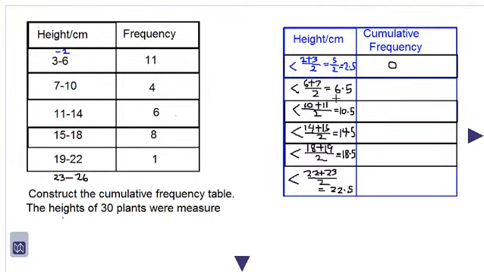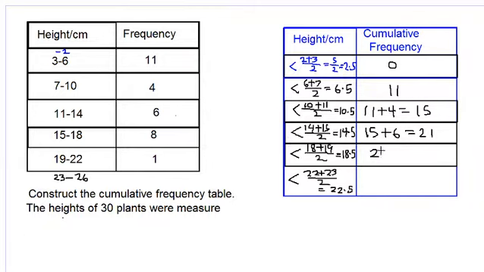We ask ourselves how many plants are less than 6.5, and the answer is 11. We then ask ourselves how many plants are less than 10.5, and the answer is 11 plus 4. We are adding up the frequencies. We get 15. How many plants are less than 14.5? We add the 6 to the 15, and we get 21. We ask ourselves how many plants are less than 18.5, so we add 21 to 8 now. So we are adding up the frequency column, we get 29.